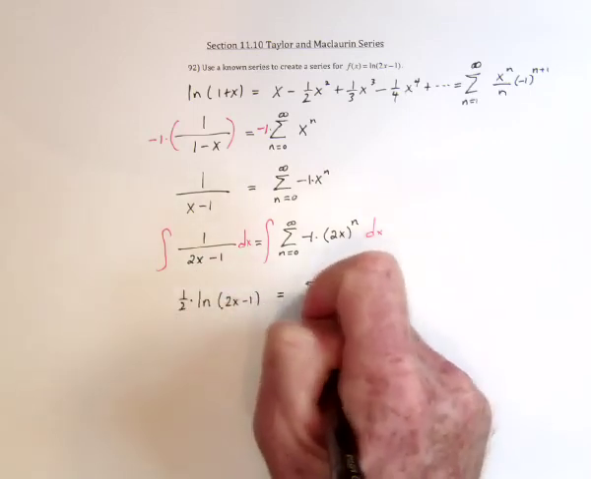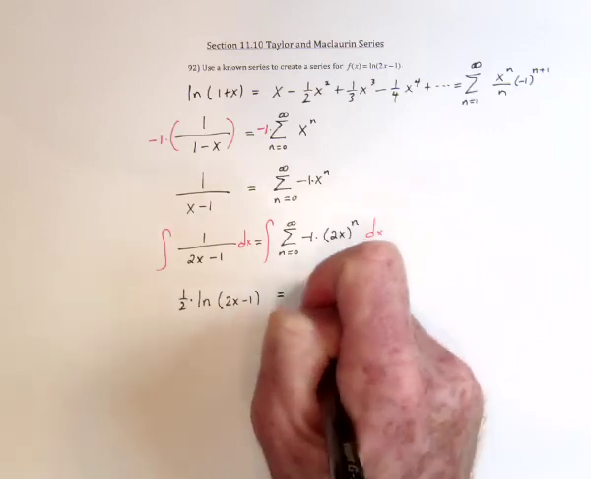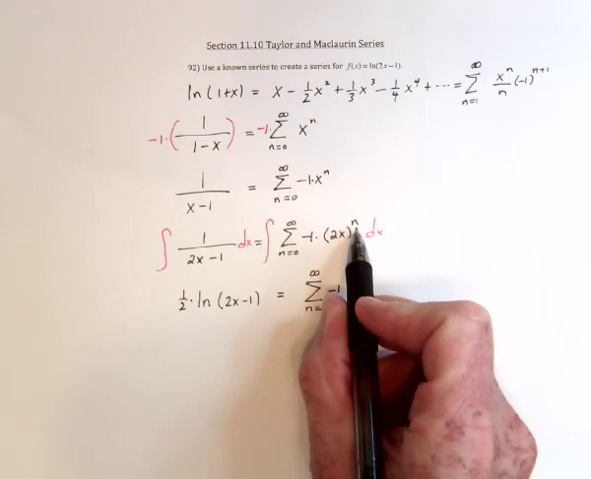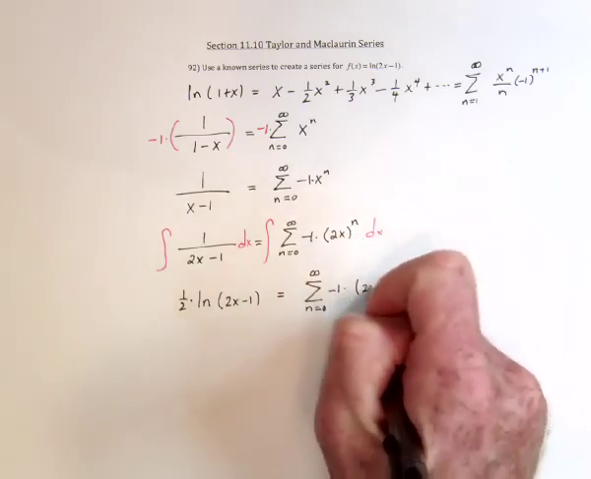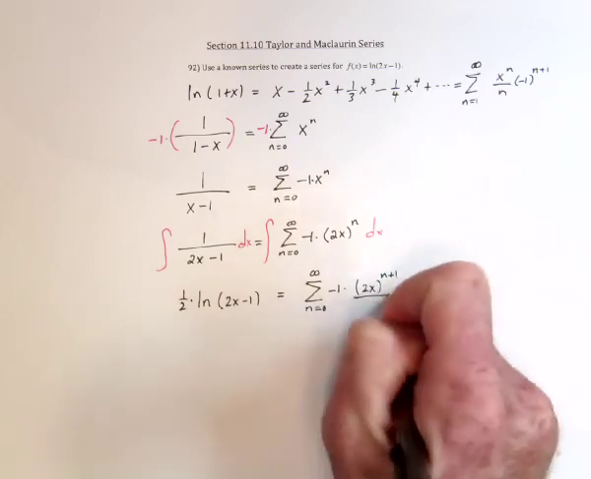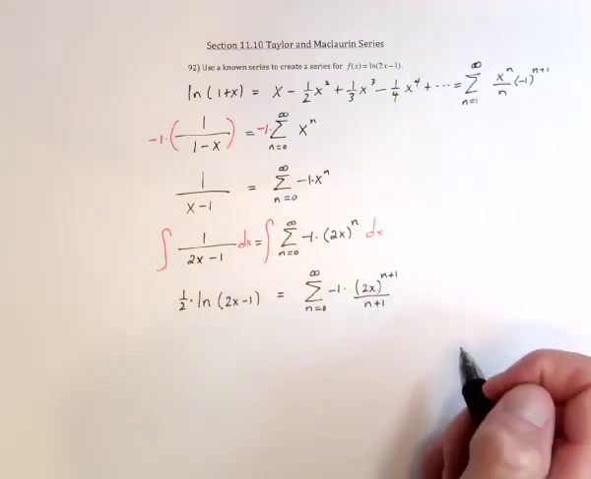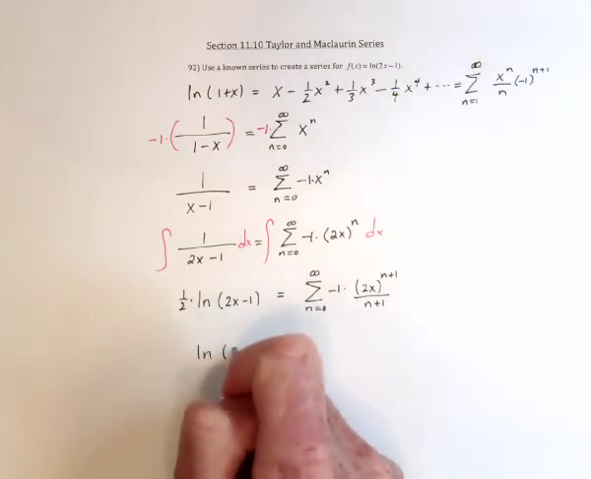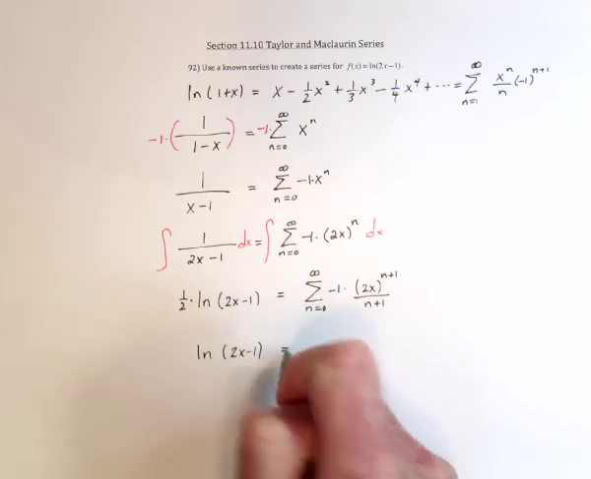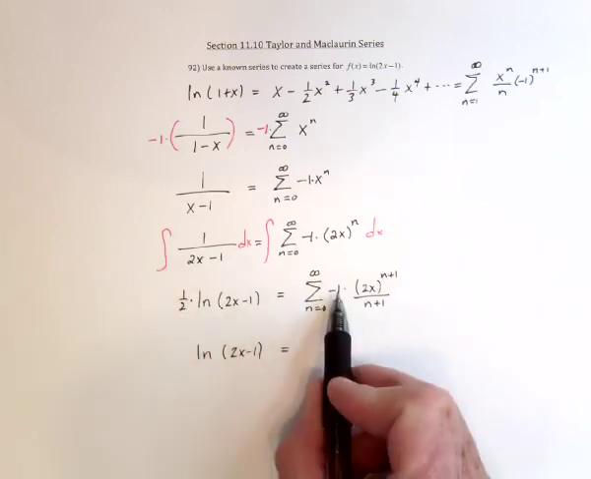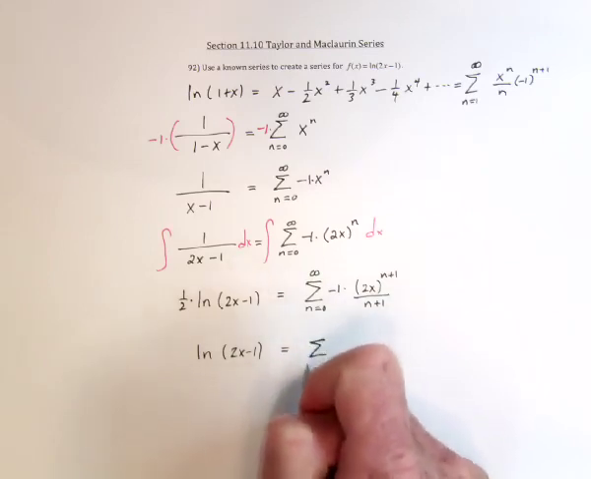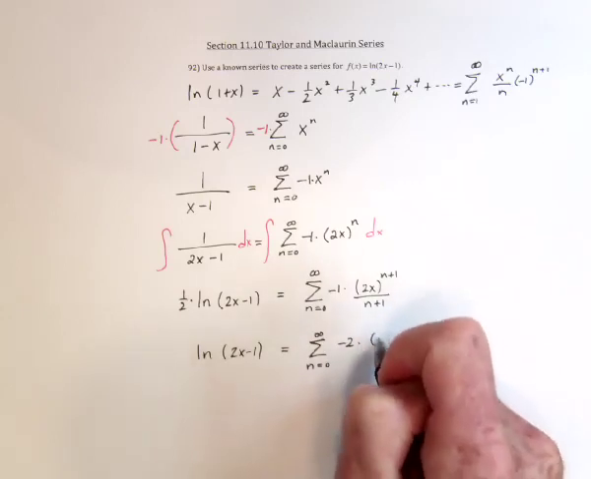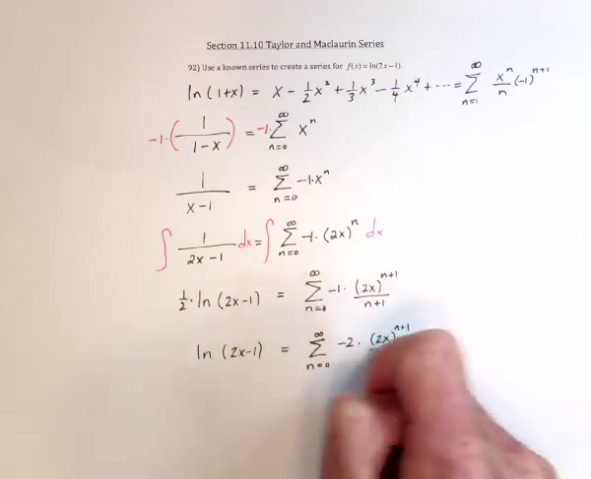And then for this one, we still have that it's an infinite series. Integrate these terms means you have to add 1 to the exponent. And then divide by that number. And the last thing to do is multiply both sides by 2. So the natural log of 2x minus 1. So I'm going to multiply this 2 over to here. So negative 2 times, and then it's 2x to the n plus 1 over n plus 1.